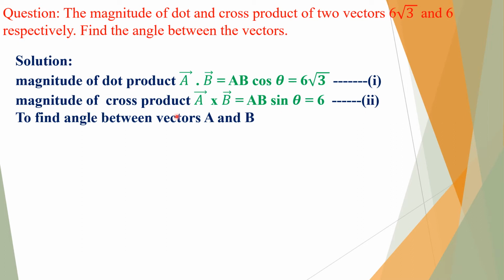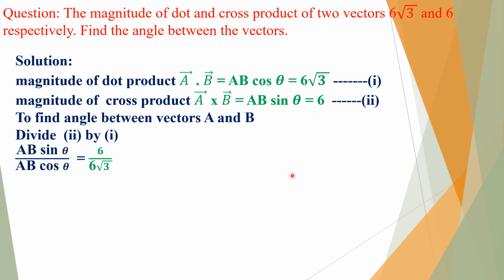Let's say it equation number 2. To find angle between vectors a and b, divide equation 2 by equation number 1, and by solving we get ab sin theta divided by ab cos theta is equals to 6 divided by 6 under root 3. 6 is cancelled by 6. ab is cancelled by ab. We know the trigonometric relation sin theta divided by cos theta is equals to tan theta. So tan theta is equals to 1 upon under root 3. Theta is equals to 30 degree.